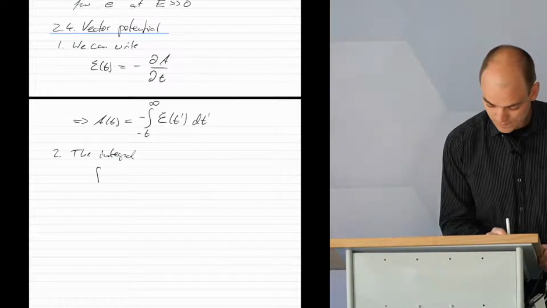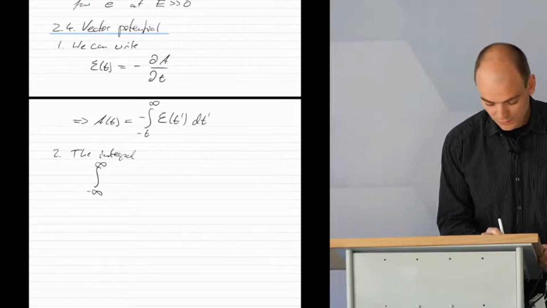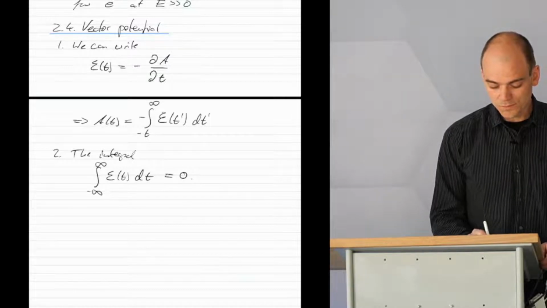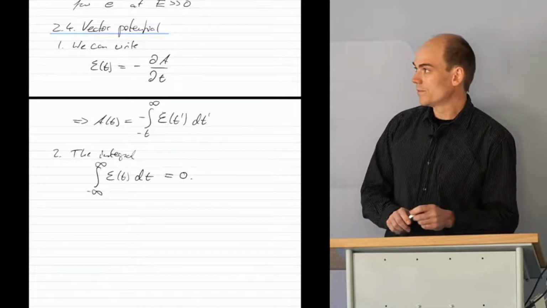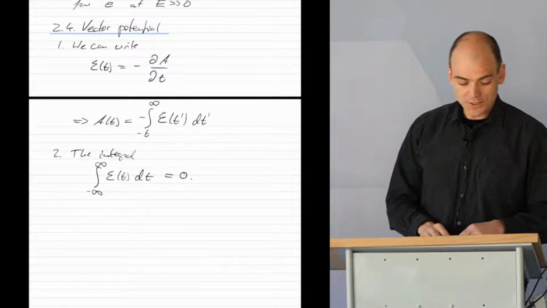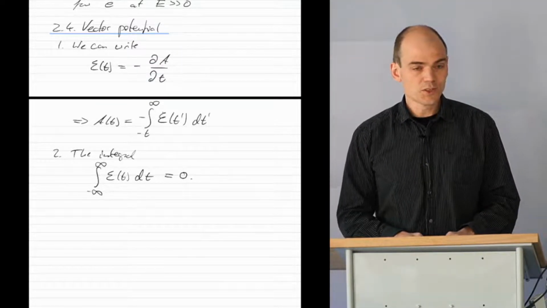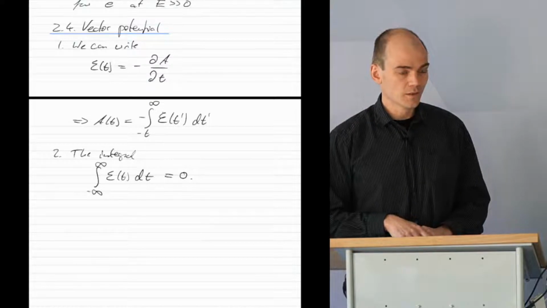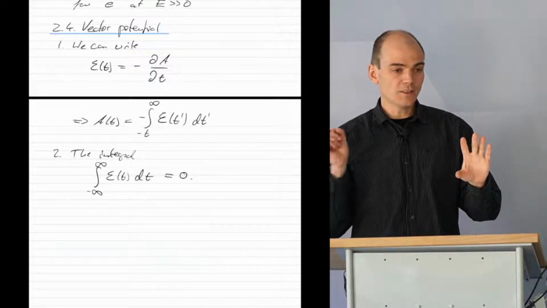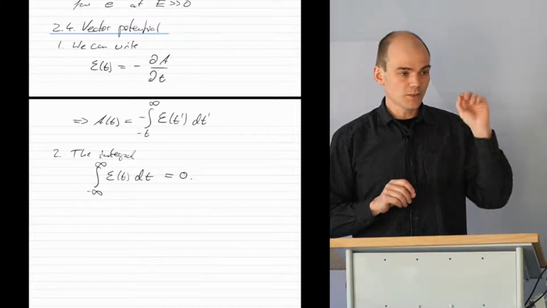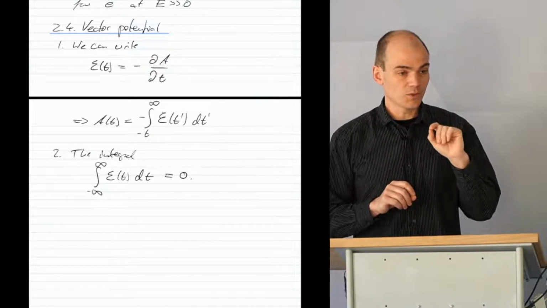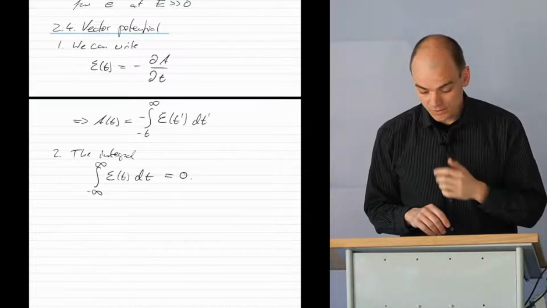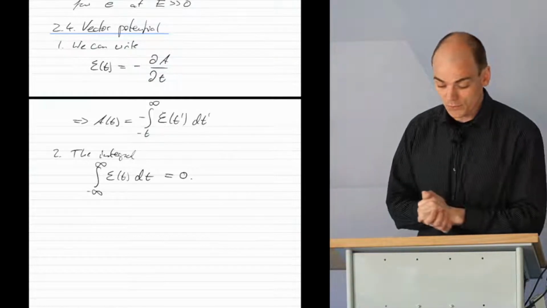The integral from minus infinity to plus infinity over the electric field equals 0. There are various explanations for this. One is our statement that a free electron cannot absorb a photon. If you have an electron at rest and a laser pulse comes by, then at the end of the laser pulse the electron is in the same condition as before, unless it undergoes scattering, but it cannot absorb the photon.